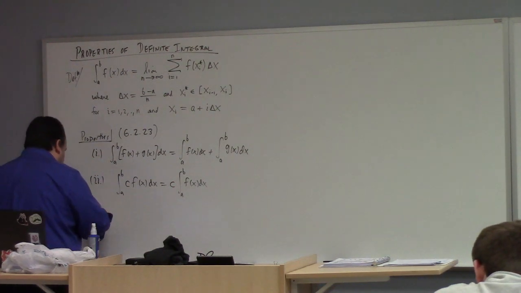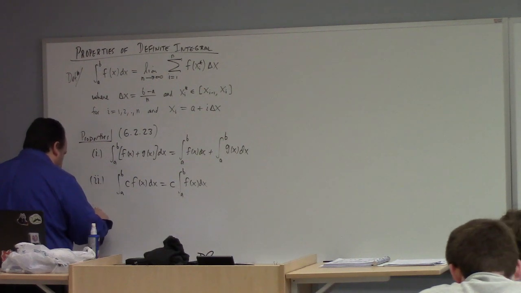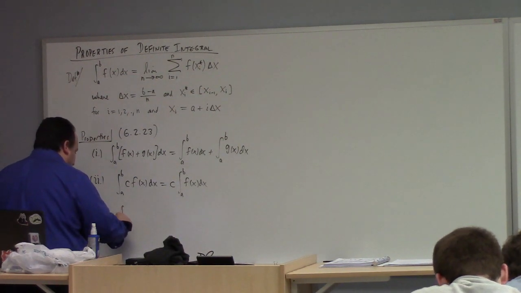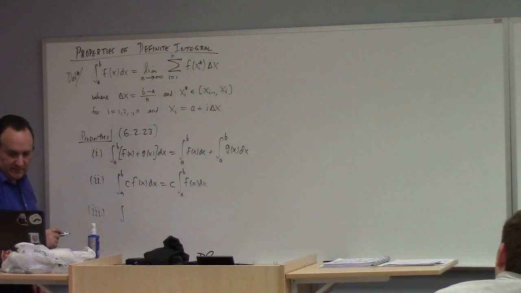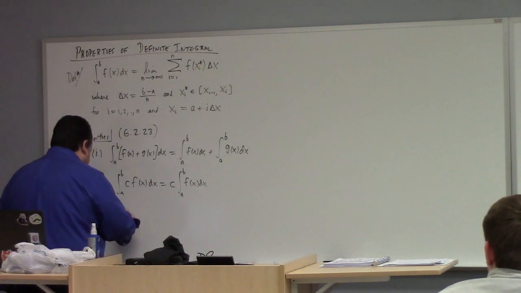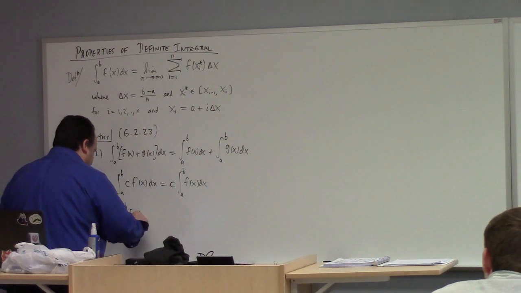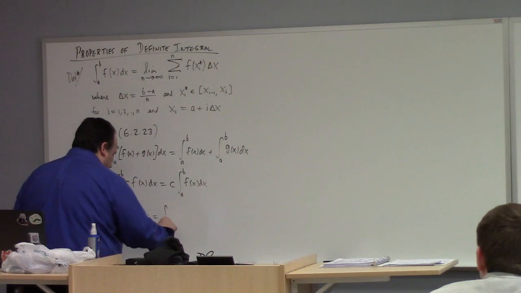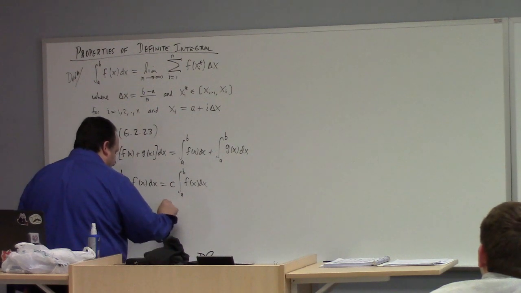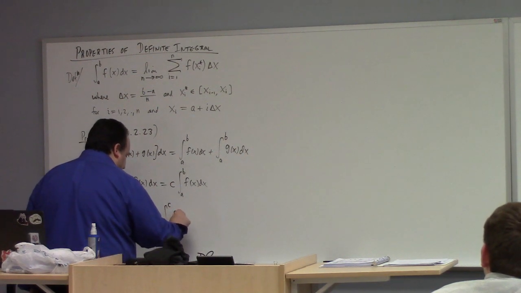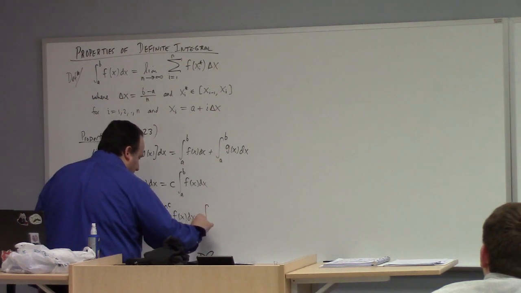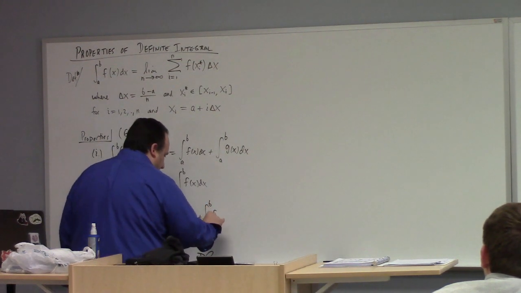And this one, 3, is maybe the most geometrically obvious one. And here's how this goes. Integral from a to b of f of x dx is equal to the integral from a to c of f of x dx plus the integral from c to b of f of x dx.